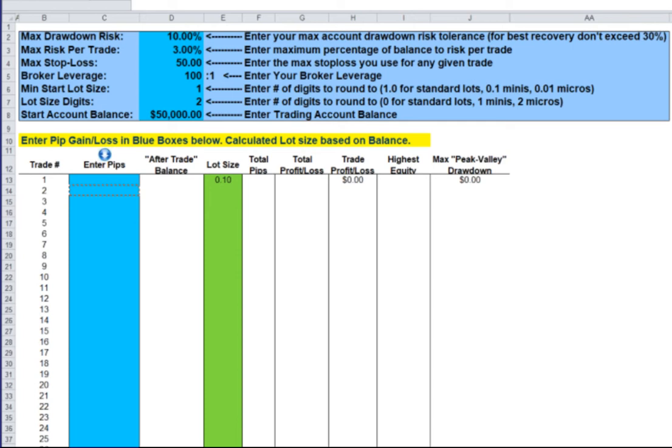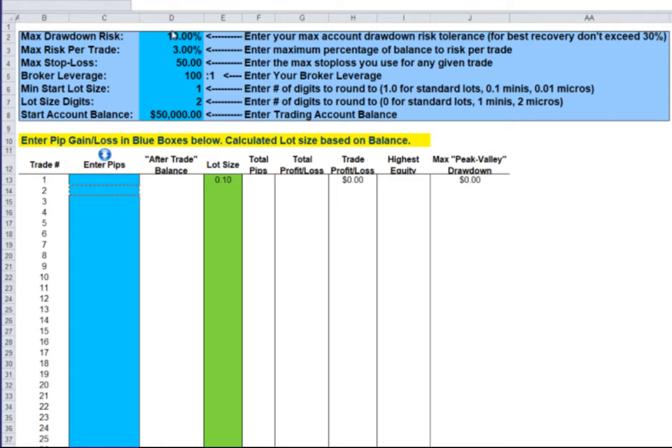Good evening, everyone. What I wanted to do is start off and talk about some money management. I thought it would be of interest if I showed you on a spreadsheet how paying attention to money management can help you with your account. If you see on my screen, I have a spreadsheet set up.